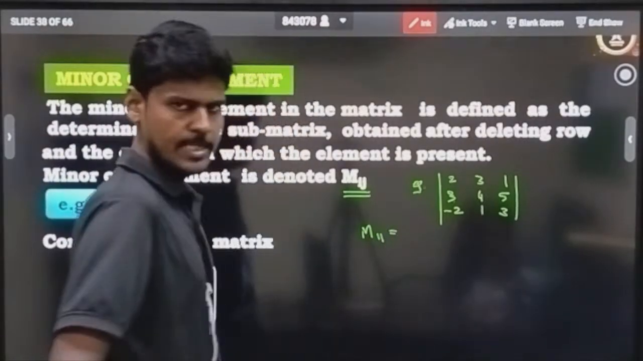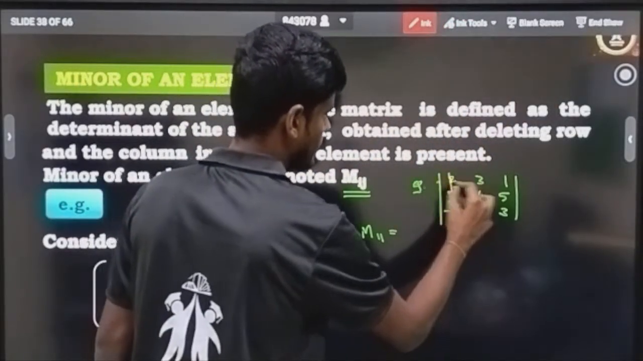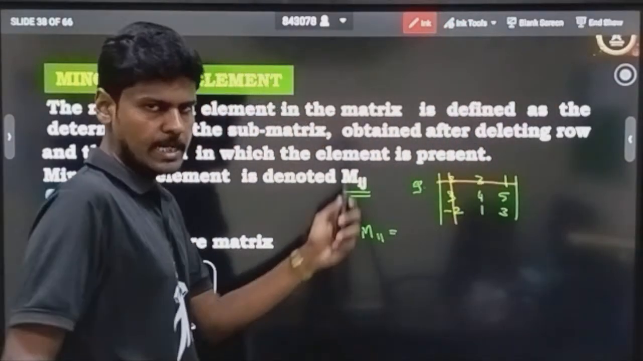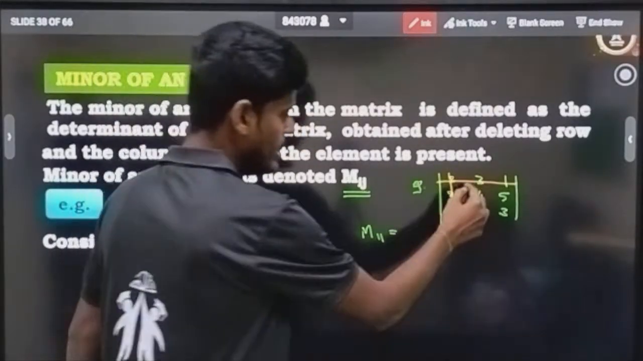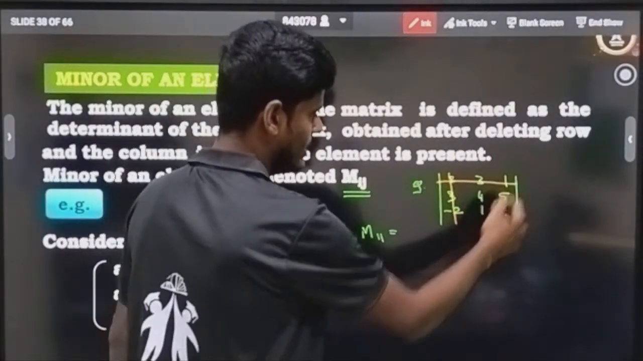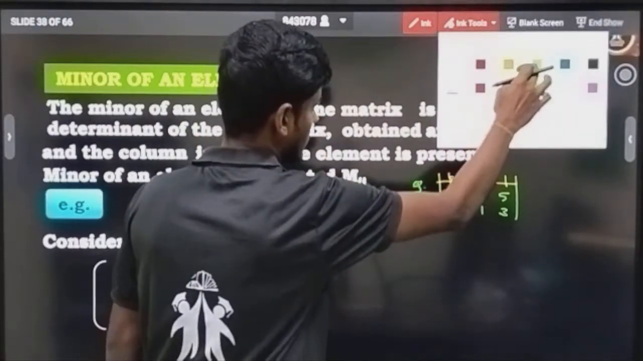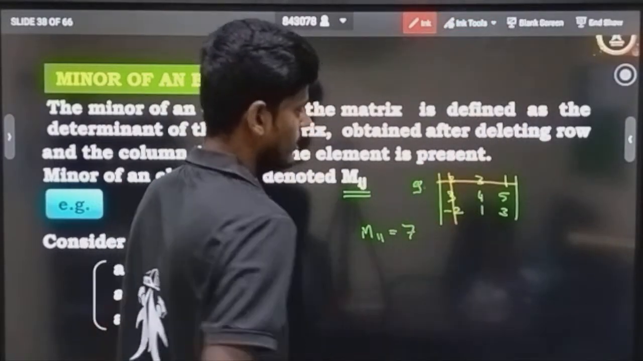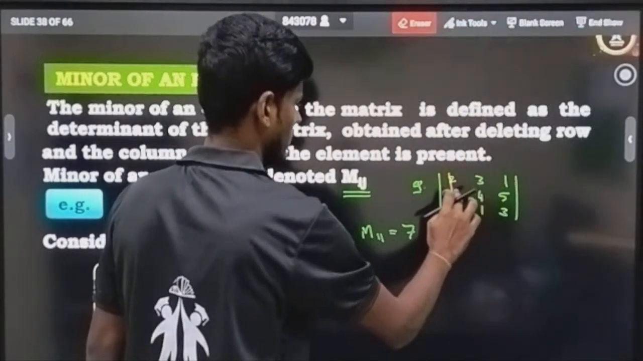For finding the value of M11, what do we need to do? Just like how we expand, leave that row and column and find the determinant of the others. That will be 4 into 3 is 12 minus 5 is 7. So the first value is 7. Now we will do another example.